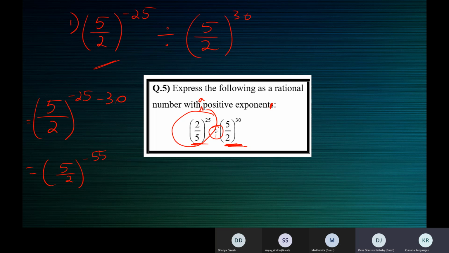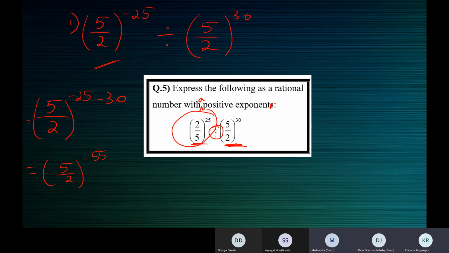See, they want the answer in exponential form, as a rational number with a positive exponent. The base is the rational number, 5 by 2, P by Q form. With a positive exponent, but the exponent is negative. How do you make it positive? So what should be the next step, children? How do you make the power positive?